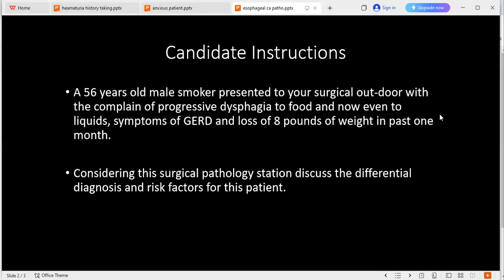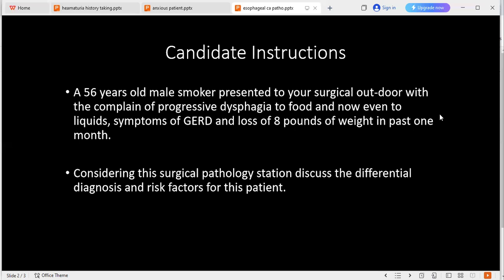Can you please tell me what genes can be involved in esophageal carcinoma? Would you please skip this question for me, please? All right. Okay. We'll come back to this one later.